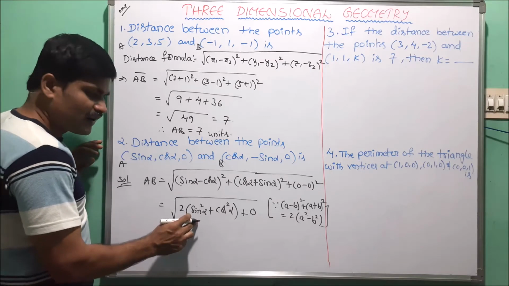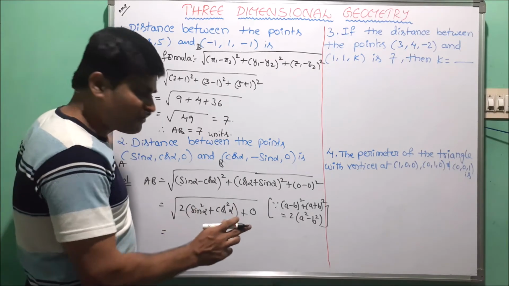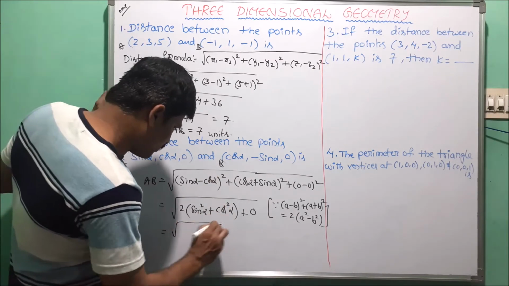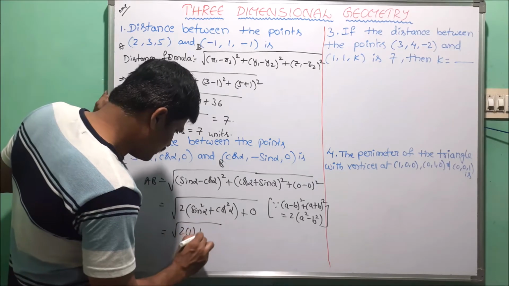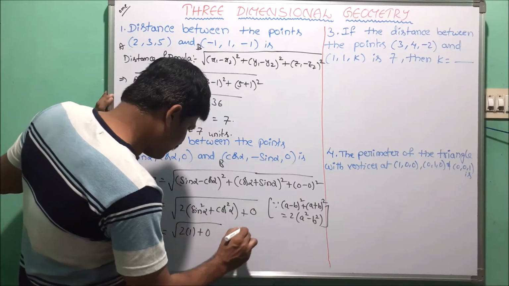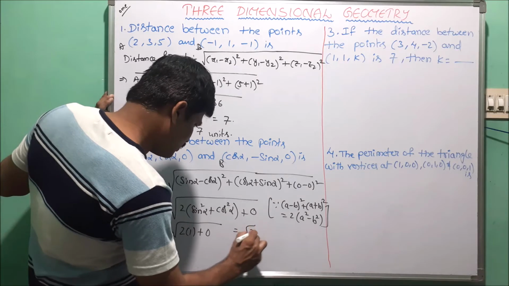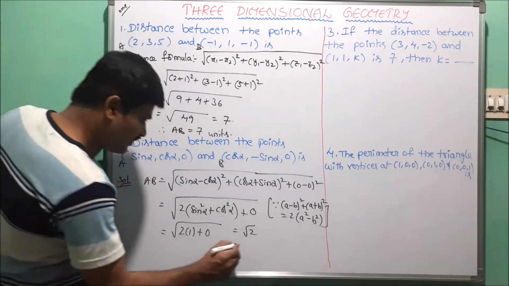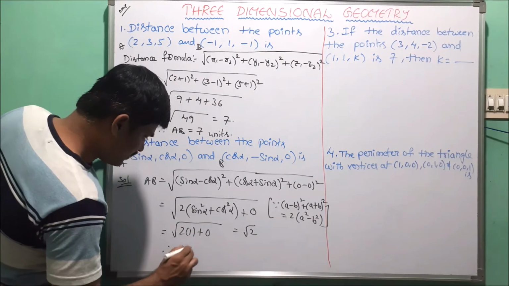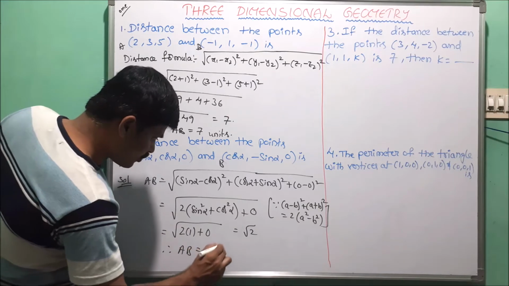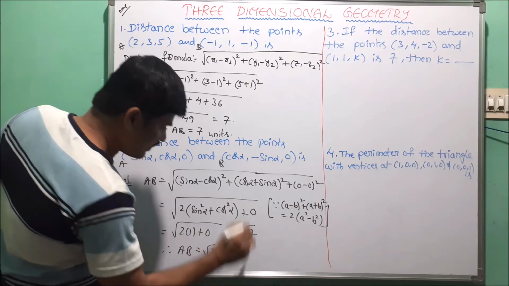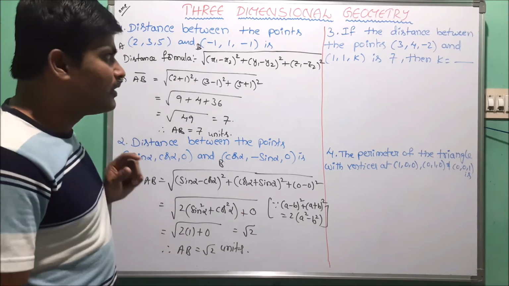So using the trigonometric identity, sin square alpha plus cos square alpha has value 1. Now square root of 2 into 1 plus 0, that means root 2. So this is the solution. The distance between the given points is root 2 units. This is the second problem.